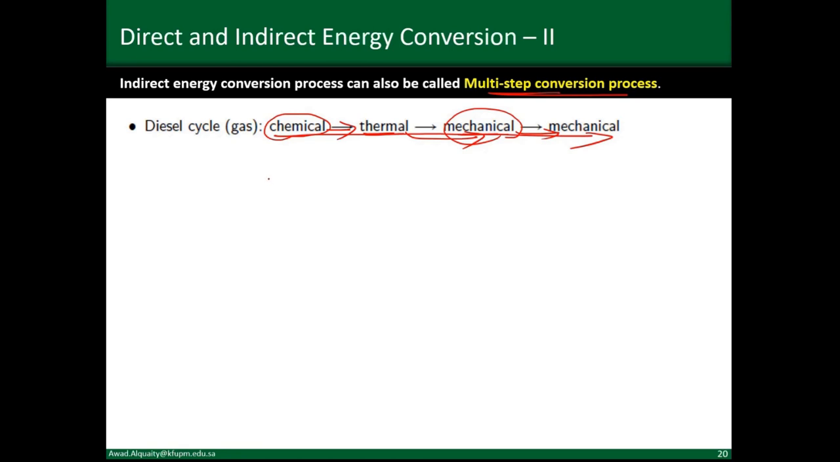Now, just because we have a multi-step conversion process does not necessarily mean that the efficiency is going to be small for this, right? It could be better than direct conversion. It just depends on the efficiency and on the process that you're talking about.